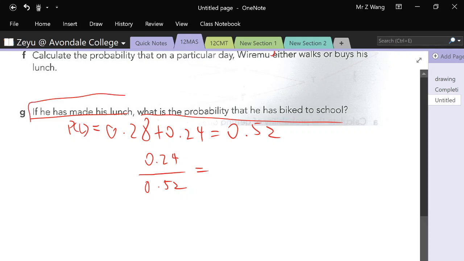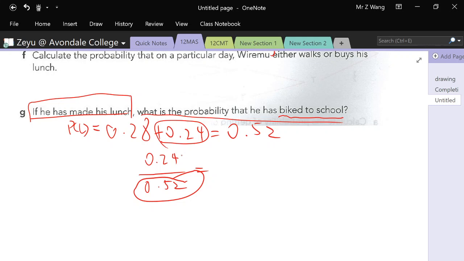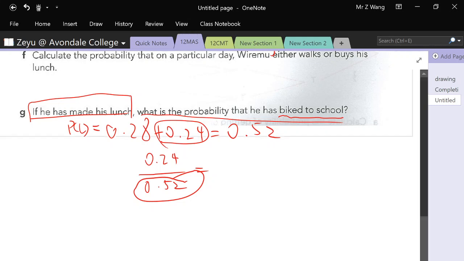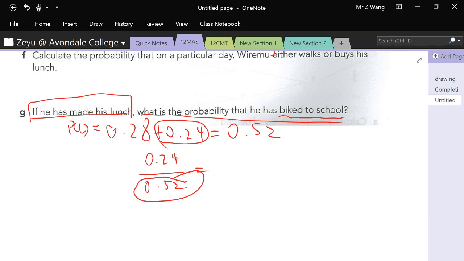You realize it's conditional because we are not picking any particular day. We are picking only those days he made his lunch. And out of those days, the favorable ones are those where he bikes to school. Does that make sense? Okay, so you just learn this by practice. But you have to be aware of what you're doing. Is this conditional? Is this unconditional? Is this asking me "and" or is this asking me "or"?